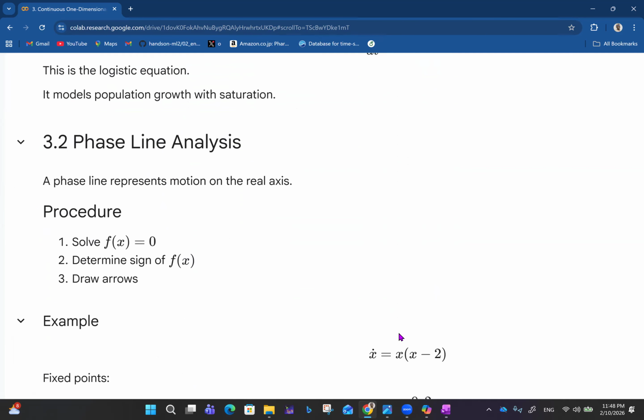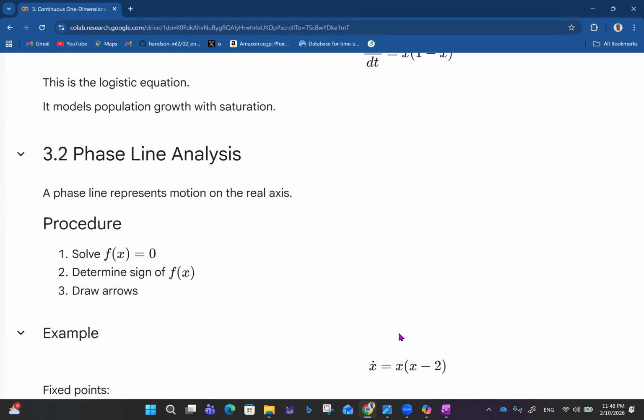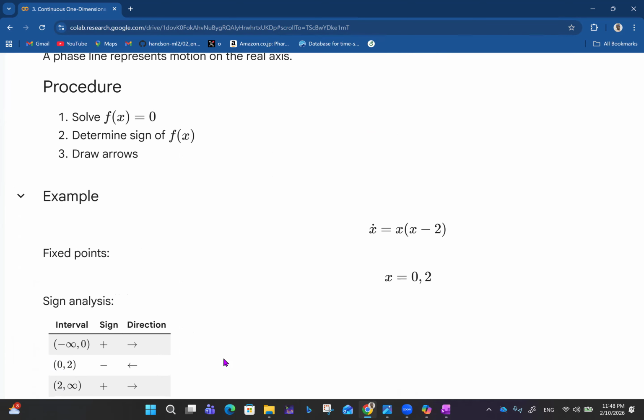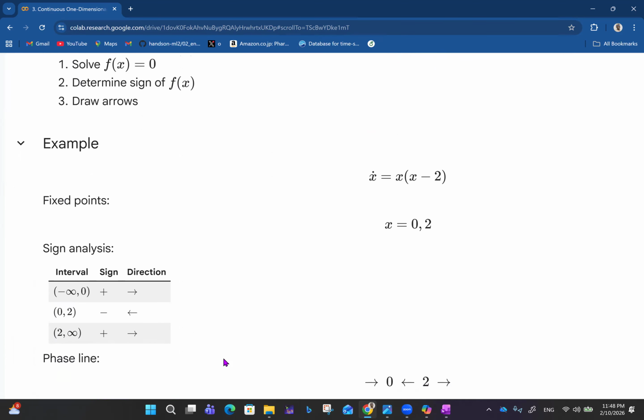Now we go on to the phase line analysis. A phase line represents motion on the real axis. So the procedure is, first of all, you solve f(x) equals 0, and then you determine the sign of f(x), and then you draw arrows. So let's see how that works. Imagine this, for instance. You have x dot equals x(x minus 2). This is also logistic in nature.